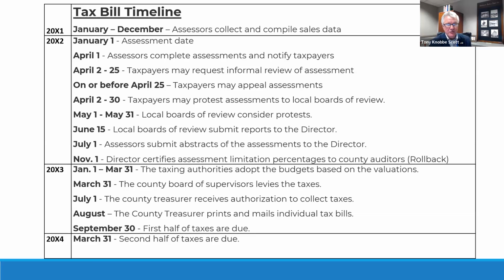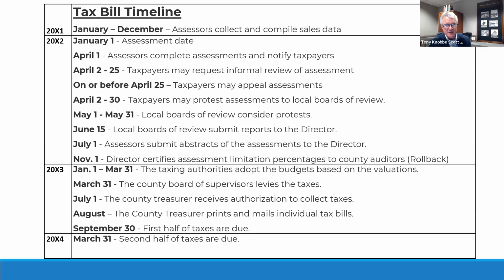After April 1, there's about a 25-day period where you can request an informal review of your assessment. Sometimes it's a phone call. Sometimes it's a visit to the assessor's office or a more formal meeting. They're pretty darn busy in the month of April.